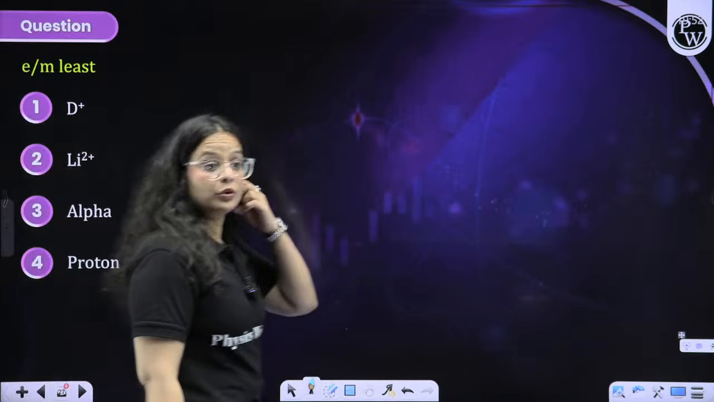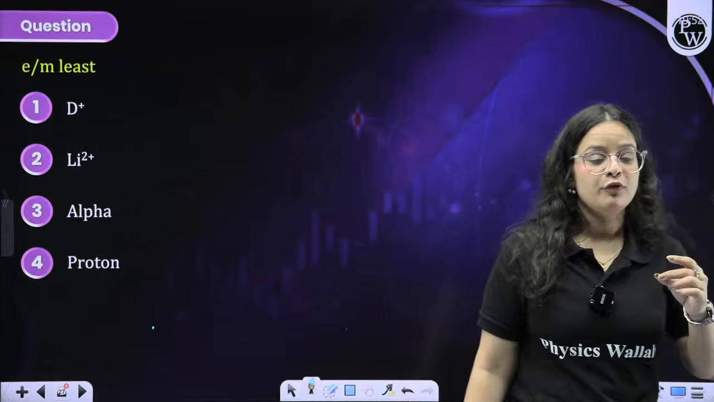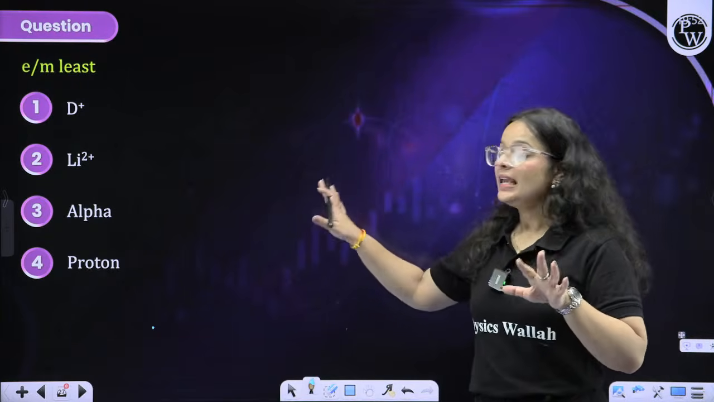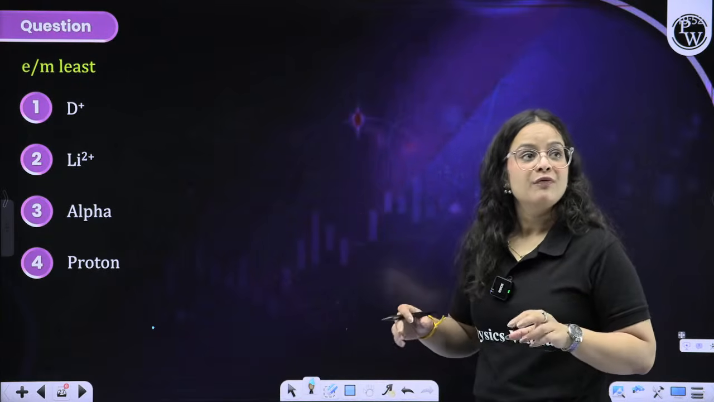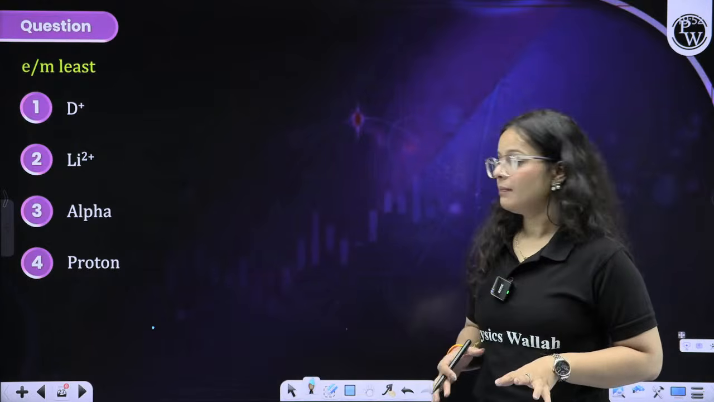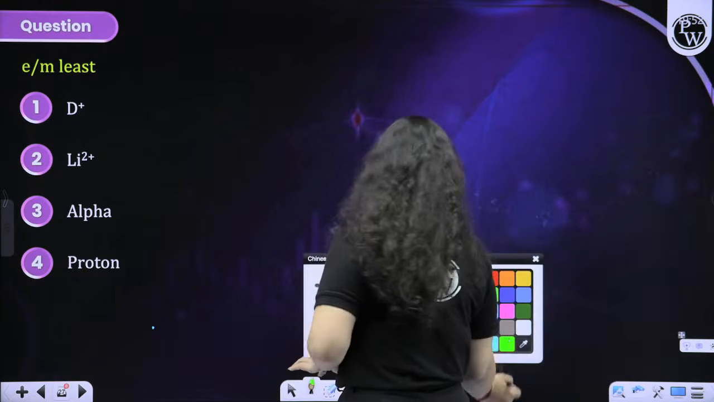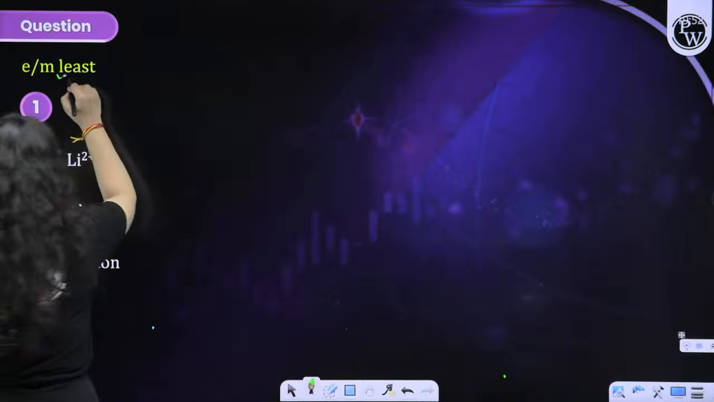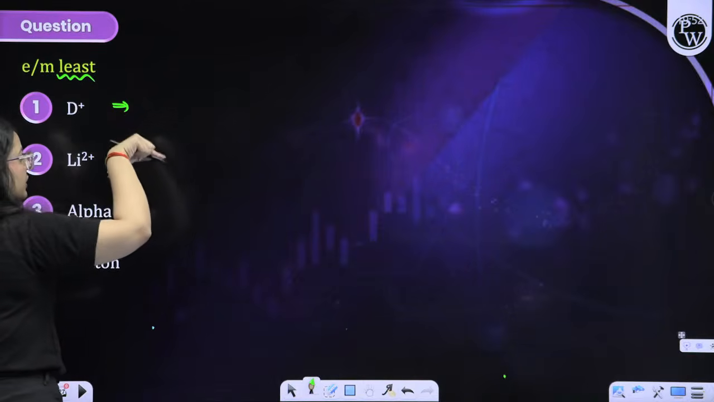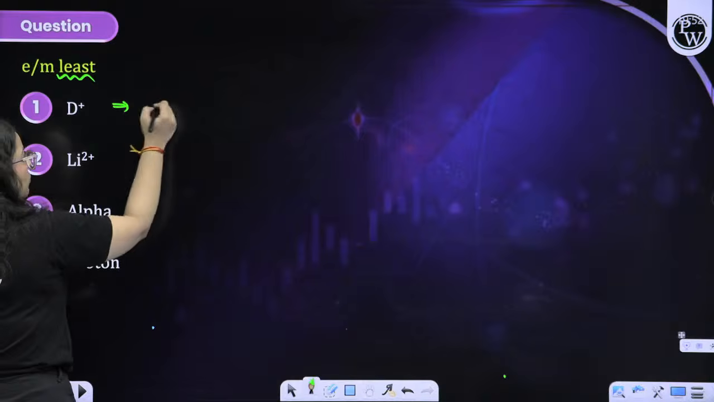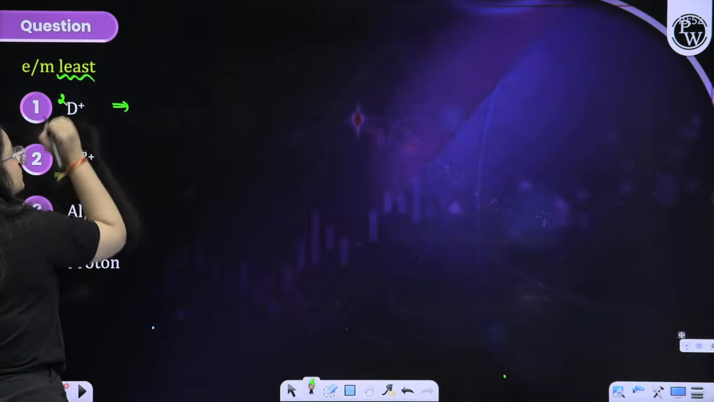Okay, let's move to this question now. Let me see how many of you are answering the question. The e/m value is least for which one? If you are asking about the least value of e/m, what is the final answer you are getting, beta? So if I ask you about deuterium, what is the mass number of deuterium? It is 2, with charge +1.